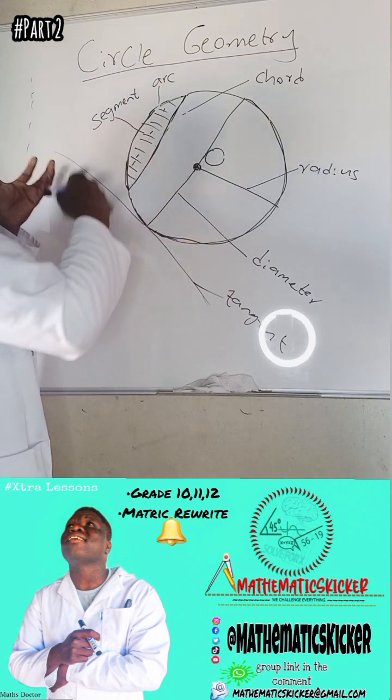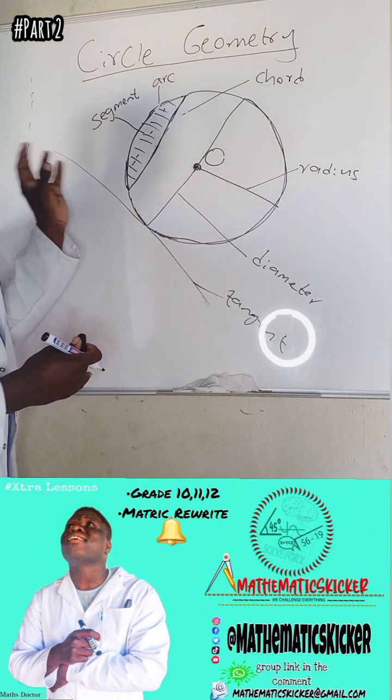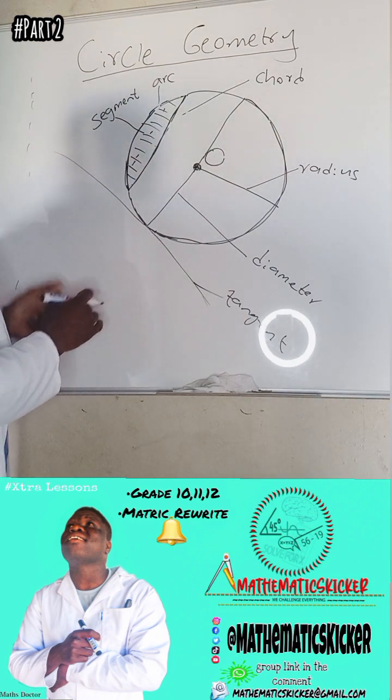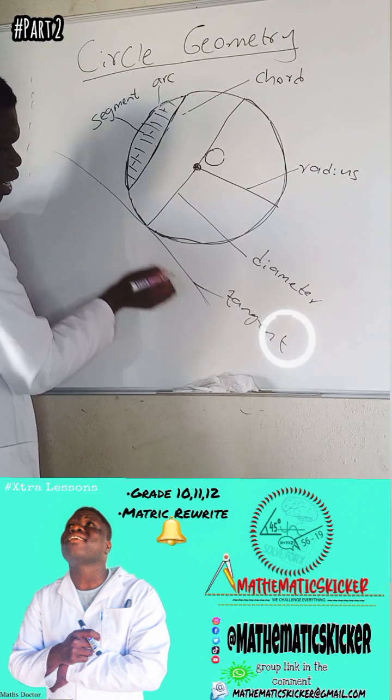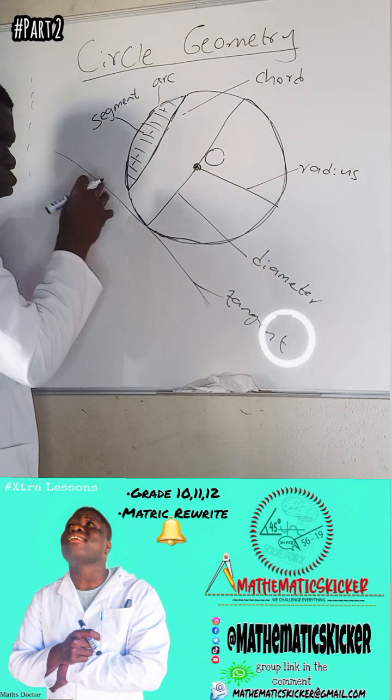You have to familiarize yourself with this language before we attempt to deal with circle geometry. This is a tangent, right? The tangent touches the circle once.